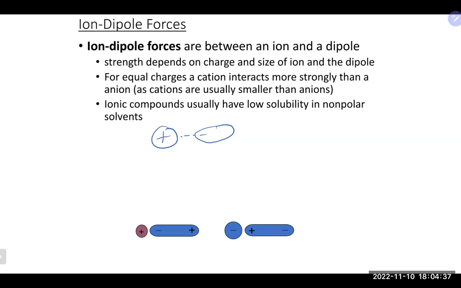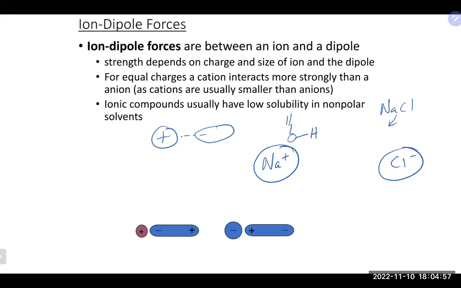This is pretty much what happens when we dissolve some type of ionic compound in water. Like if we took sodium chloride, we know that when it goes into water, it breaks apart into a sodium ion and a chloride ion. And because water is polar, the negative side of water will surround the positive ion, which in this case, obviously, is the oxygen side of water, which is more negative. And the positive side of water will actually surround the negative ion, which is the hydrogen side of water here.